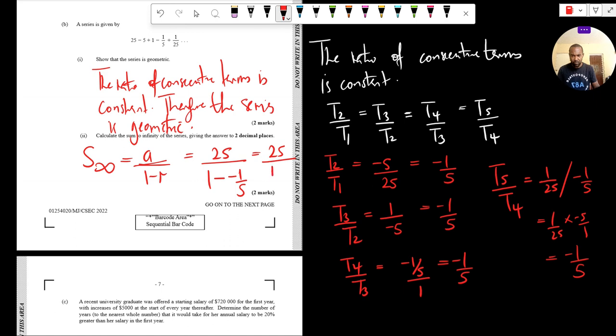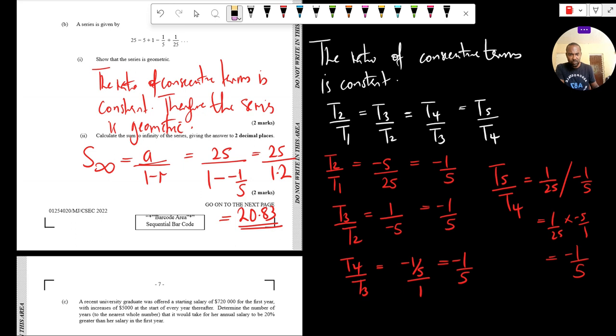So basically we get 25 over 1.2, 25 divided by 1.2, and let's see what that gives us. So 25 divided by 1.2 gives approximately 20.833. But you're asked to give it to two decimal places, so this gives us 20.83. So this is the sum to infinity of this particular series.